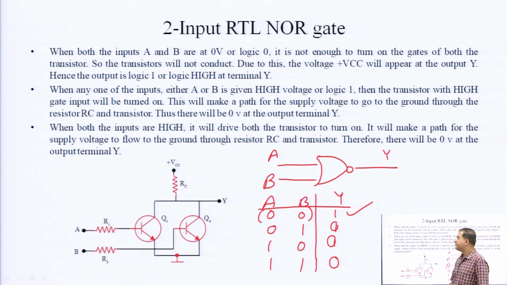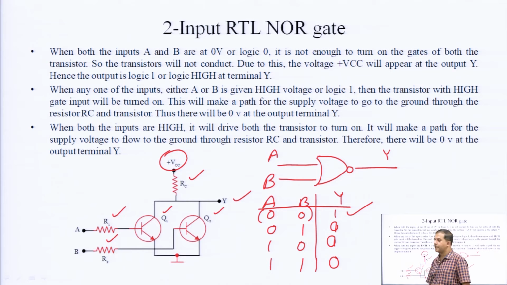So, let us proceed. Here you can see we have taken two resistors R1 and R2, two transistors Q1 and Q2, and another resistor RC. RC is connected to VCC. We are getting the output from the terminals of the transistors, and here two resistors are there. Got it? So, let us begin.